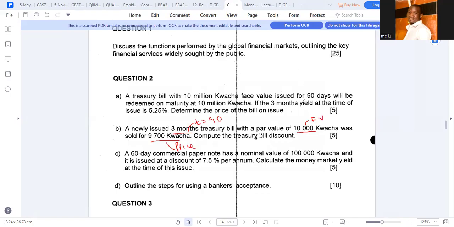So calculate the treasury bill discount. Discount is given by face value minus price over face value, times 360 over time, times 100. You are given the formulas.